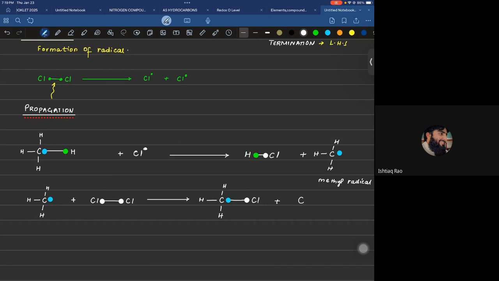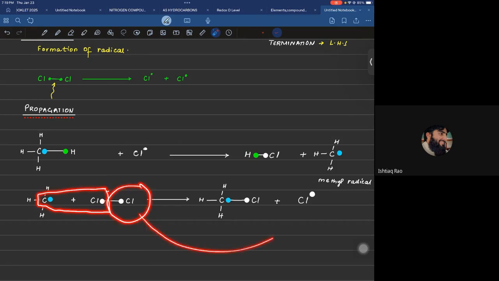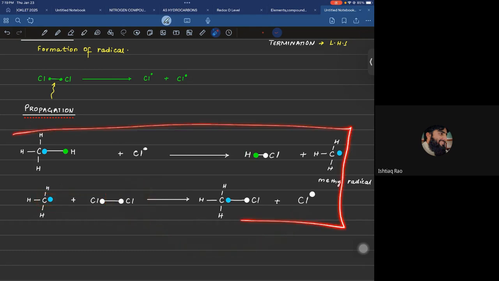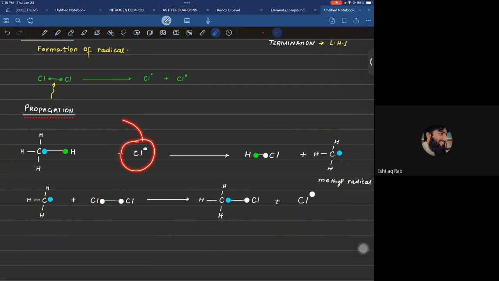Again, this radical is already here. Again, the radical is formed. You can see that this chlorine is attached to this carbon atom, leaving behind again the radical. So I have shown the two steps in which I want to tell you how the chlorine is going to substitute the hydrogen atom. So one hydrogen is substituted in the two steps.